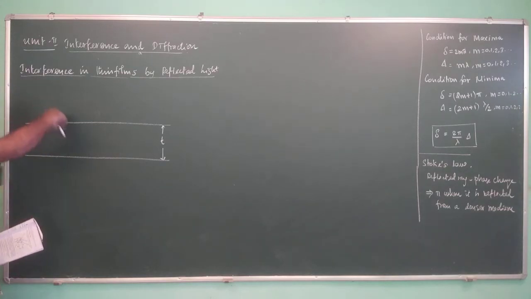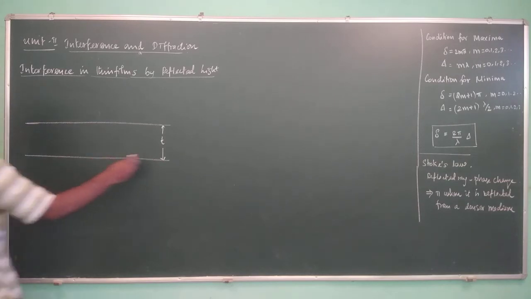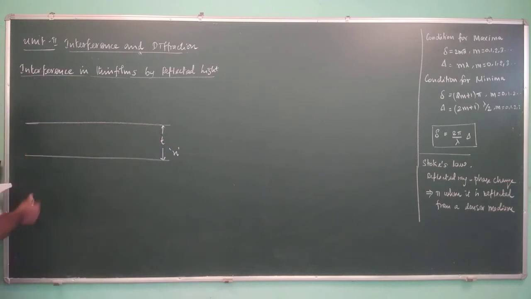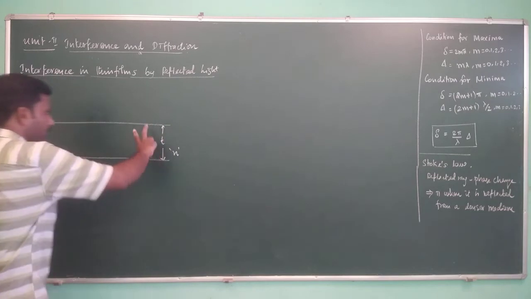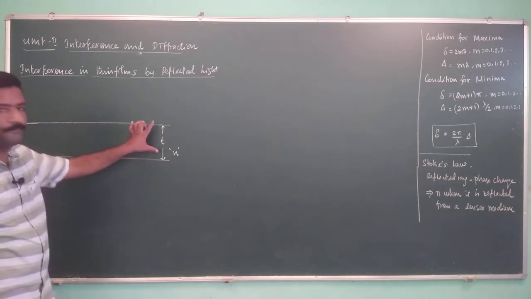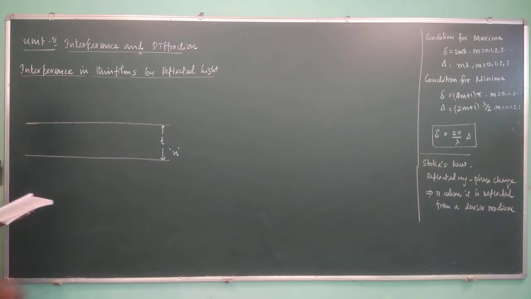When you pass the light, it passes through the thin film. During this process, some light may be reflected and some may be refracted. So it is a transparent thin film of thickness T, and its refractive index is N. Actually it is very thin. Though it appears thick in the diagram, that is for diagrammatic purposes. It's a very thin film, of micrometer thickness.